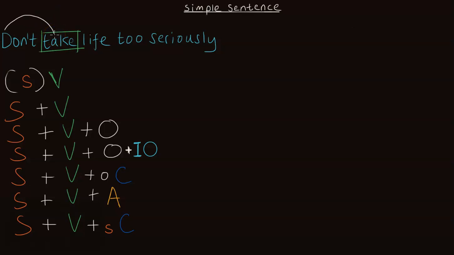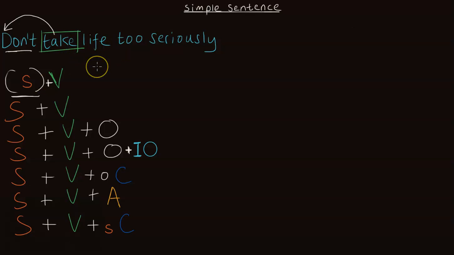Well, it's not shown, but it's implied. Do not, or don't, is an order. This is an imperative sentence. So the subject is implied. It's not said, but the subject is implied. What it's saying is, you don't take life too seriously. So far we have implied subject plus verb.